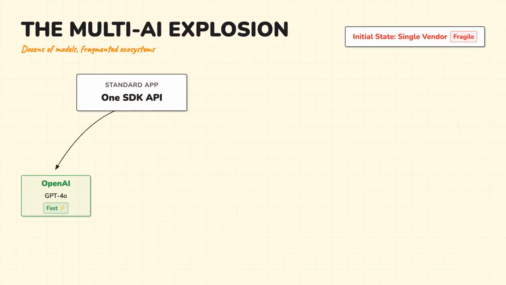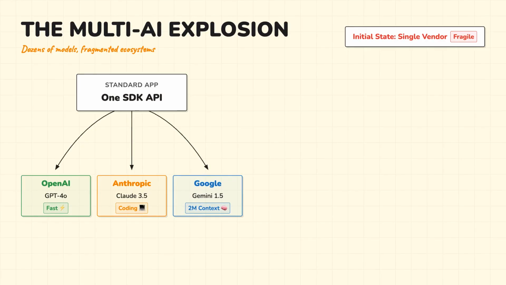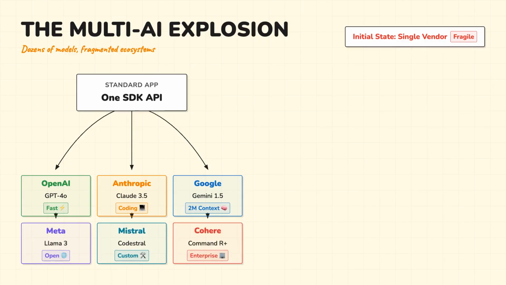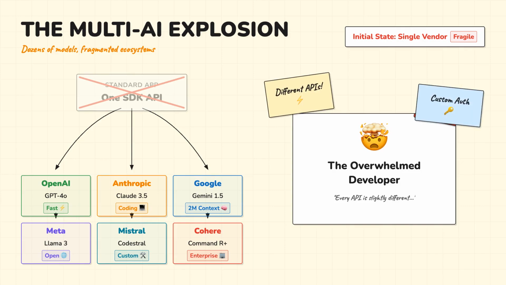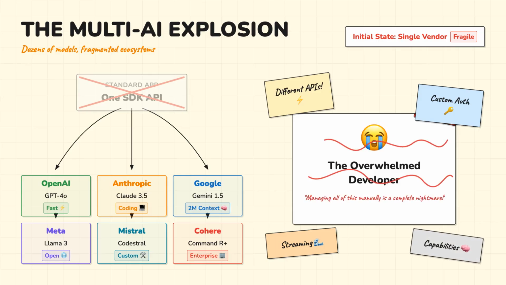The AI ecosystem exploded. Suddenly, there were dozens of model providers. Some models became better at coding, others became cheaper. Some specialized in speed. Others handled massive context windows. Companies no longer wanted to depend on a single AI vendor, and developers quickly discovered something painful. Every provider had slightly different APIs, authentication systems, streaming behaviors, and capabilities. Managing all of this manually became messy very quickly.